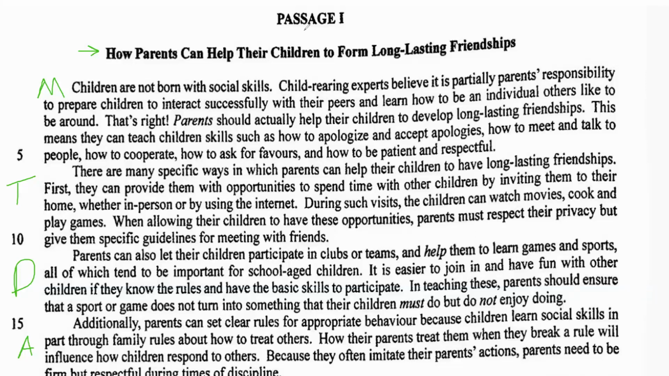That's right. Parents should actually help their children to develop long-lasting friendships. This means they can teach children skills such as how to apologize and how to accept apologies, how to meet and talk to people, how to cooperate, how to ask for favors, how to be patient and respectful. There are many specific ways in which parents can help their children to have long-lasting friendships. First, they can provide them with opportunities to spend time with other children by inviting them to their home, whether in person or by using the internet. During such visits, children can watch movies, cook, and play games. When allowing their children to have these opportunities, parents must respect their privacy but give them specific guidelines.